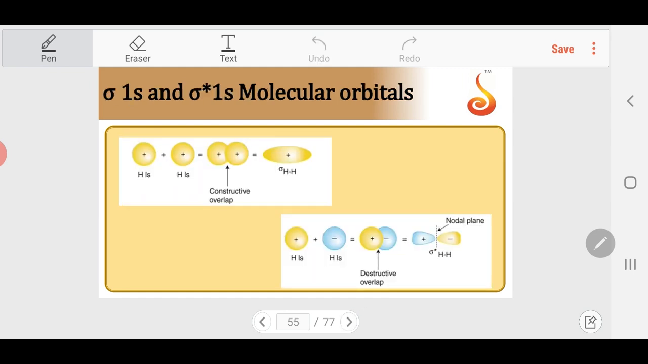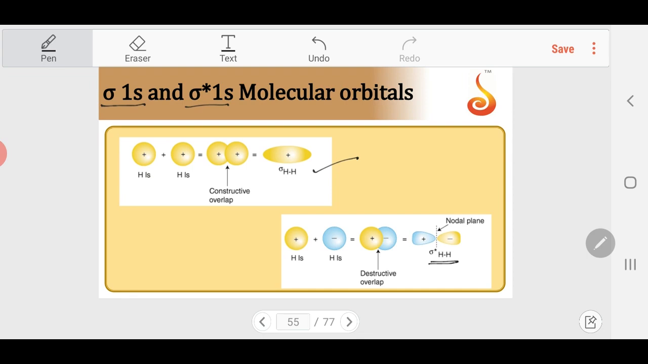So, if I take s orbitals overlapping, constructive and destructive. If it is bonding, it is called sigma 1s. If it is anti-bonding, it is called sigma star 1s. You can see clearly the first one is constructive overlapping. The electron density between the two nuclei is maximum. As a result, this is bonding, that is sigma 1s, and you can see a nodal plane in the second, it is going to be anti-bonding sigma star 1s.